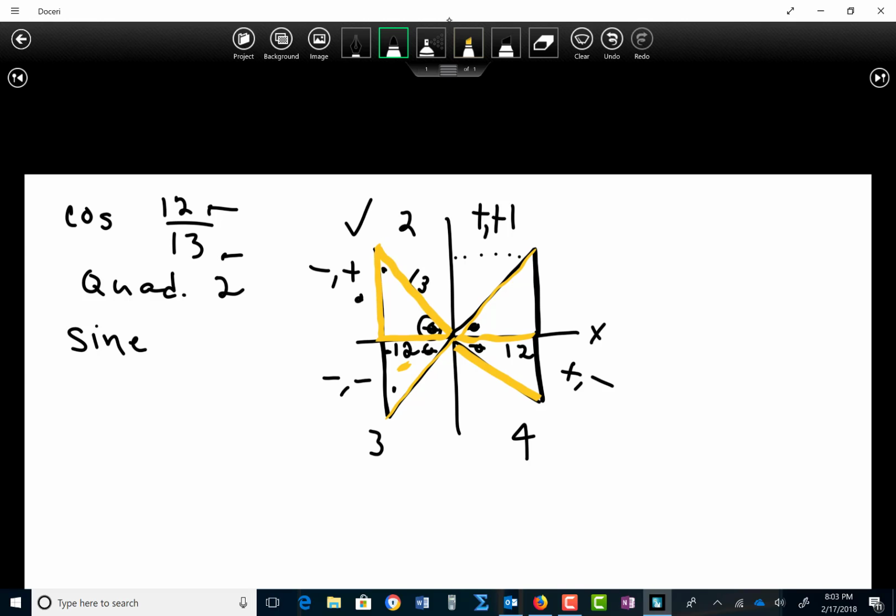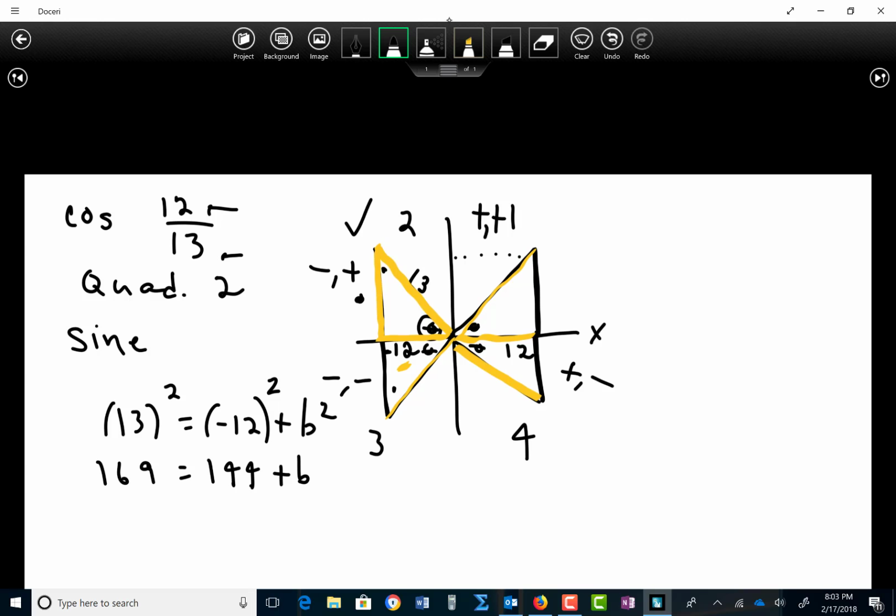We also have this piece that we're going to need if we're going to be able to find sine. So we would need to use our Pythagorean theorem. So we have 13 squared equals negative 12 squared plus, and we don't know that other side there. Negative 12 squared is 144. 13 squared is 169. So when I bring this over, I get 25, which means that my missing side is a 5. And since it's the piece of the triangle that goes up, it is a positive. So you have to make sure that you get the correct signs on each piece of that triangle.